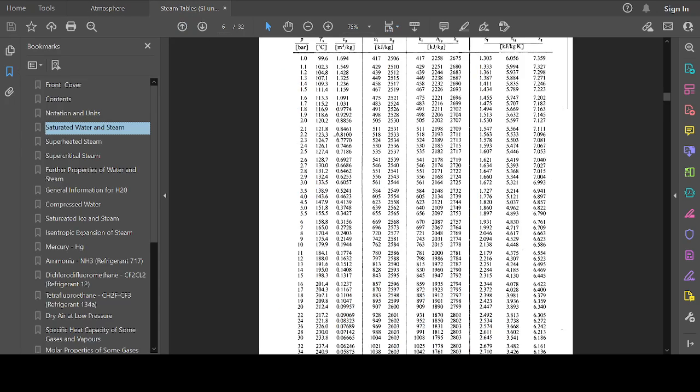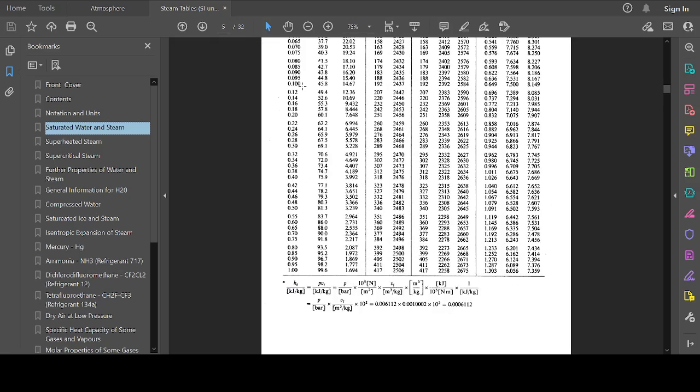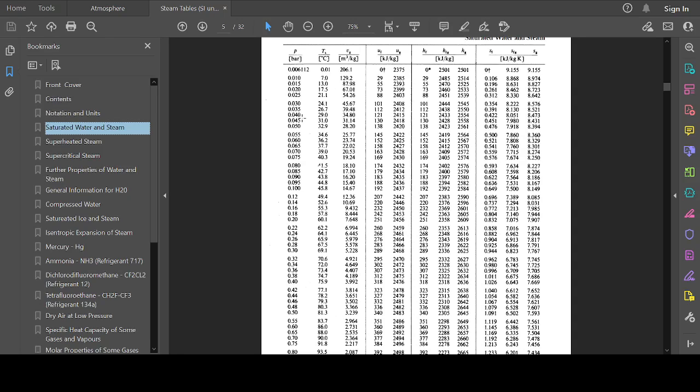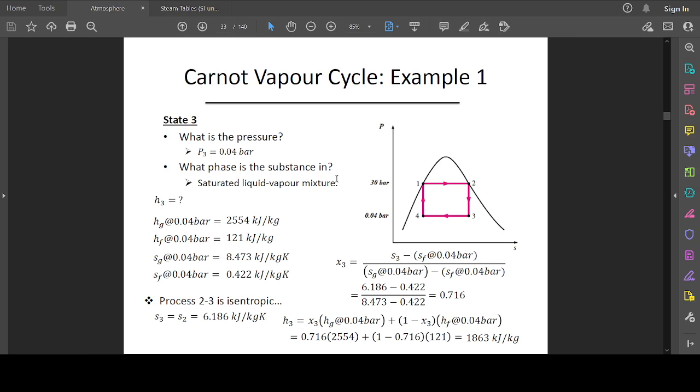Okay, if we go here, we go to where 0.04 is. So we have 0.04 bar, okay, which is at this point. So we find the corresponding HF, HG, SF, and SG. When we find that, then we need to calculate the actual enthalpy H3. How do we find that? Because this enthalpy here is a combination of the enthalpy of the vapor phase and the enthalpy of the liquid phase. Now we need to identify the actual quality, the dryness fraction of that steam. It's a low quality steam, but what is that quality?